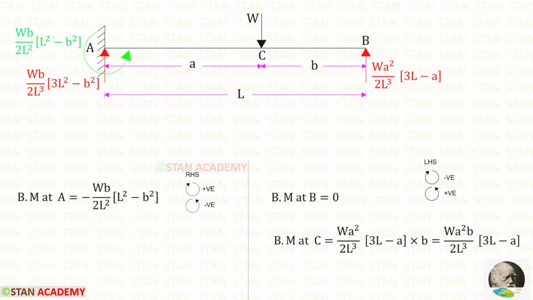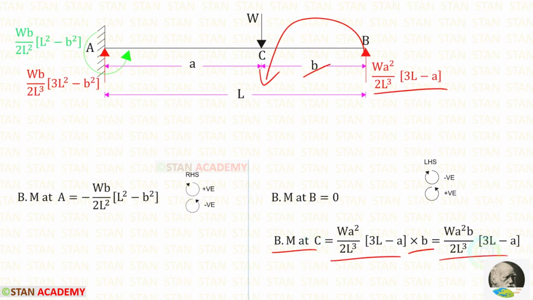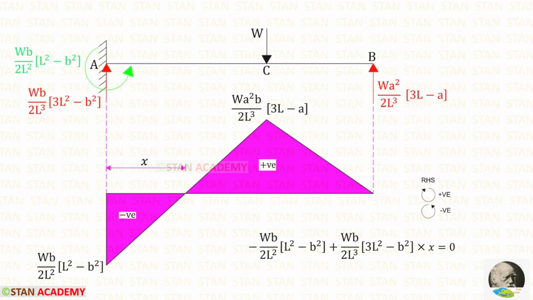To find the moment at the point C, let us use the left-hand side rule. Clockwise will be negative and anti-clockwise will be positive. RB is acting in the anti-clockwise direction, so that will be positive and the distance is B. Finally, for the bending moment at C, we will get this. Here you can see the bending moment diagram. At this point, the bending moment is 0. This point is called the point of contraflexure.